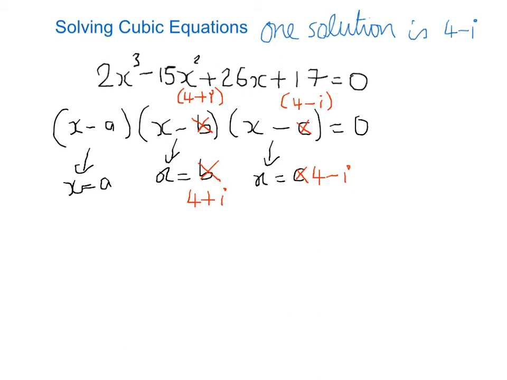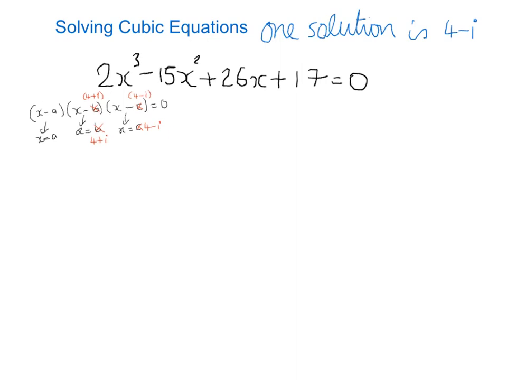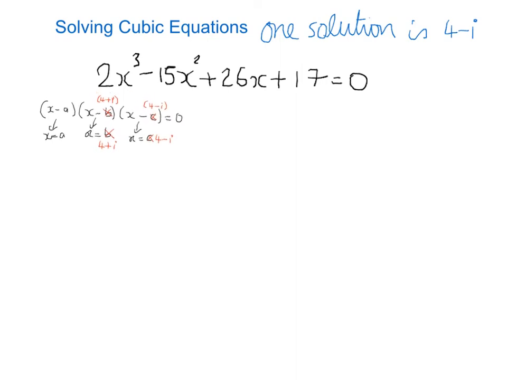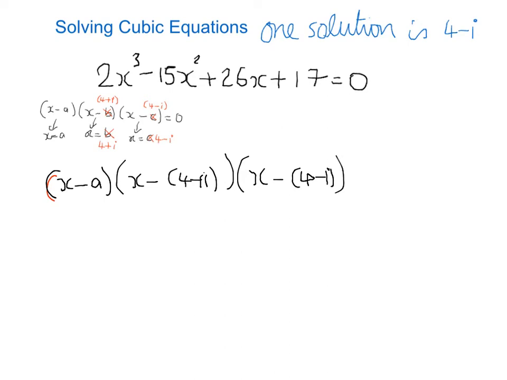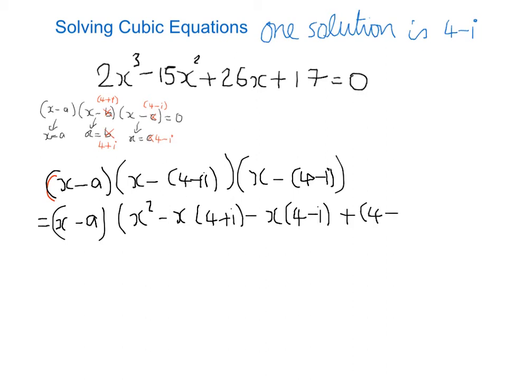So let's shrink this down and have a look, see if we can see how much closer we are to solving the equation. So we know that we're trying to factorise, and we know that we can write the cubic in the form x minus a, x minus 4 plus i, x minus 4 minus i. So let's expand out those right-hand 2 brackets and see what we're dealing with. We're going to have x squared minus x lots of 4 plus i minus x lots of 4 minus i plus 4 minus i, 4 plus i.